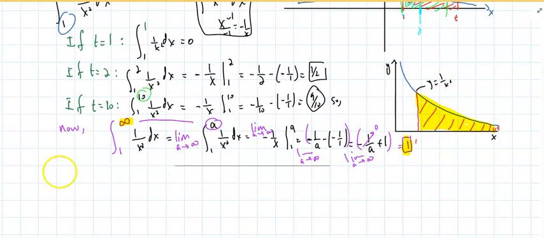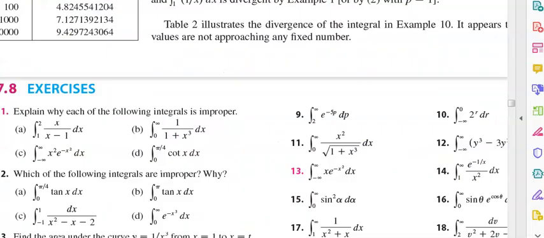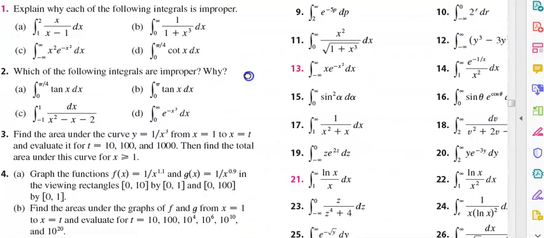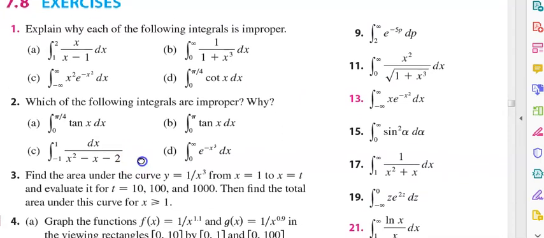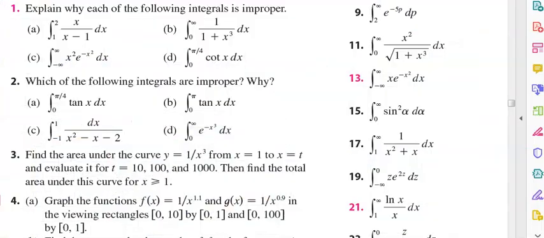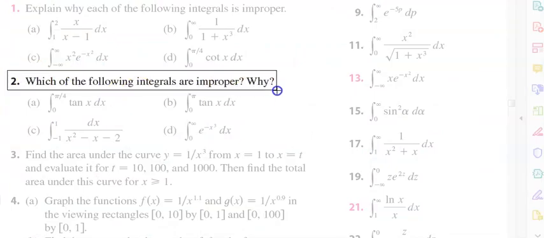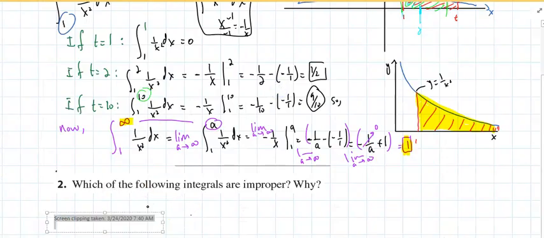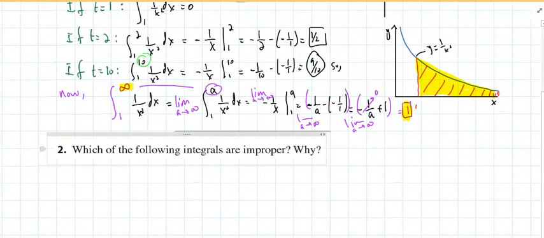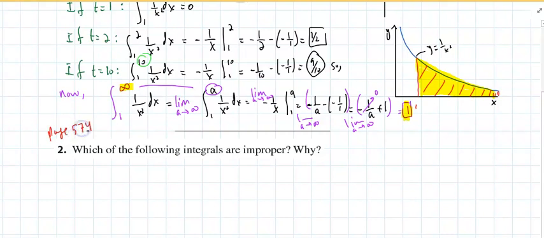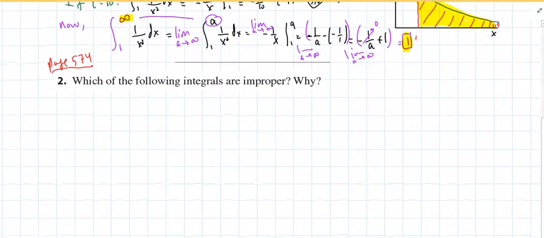Alright, so let's get a few things out of the way. I want to look at a problem in the book. I want to look at problem number 2 first and get a few things set in my mind to clarify how this is going to work. So first, let's make sure we are clear on what is wrong with these problems. Which of the following are improper? So we dealt with indeterminate forms. Now we're talking about improper integrals. This is on page 574.